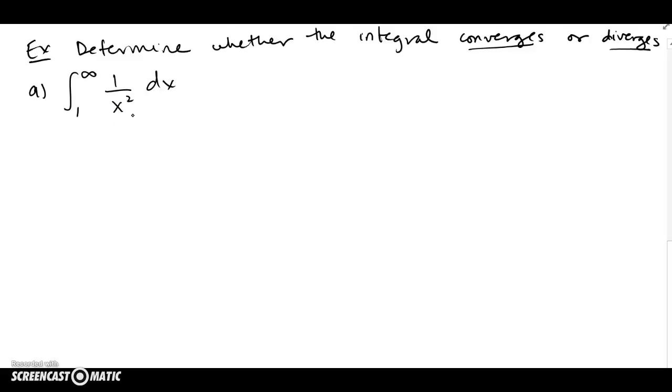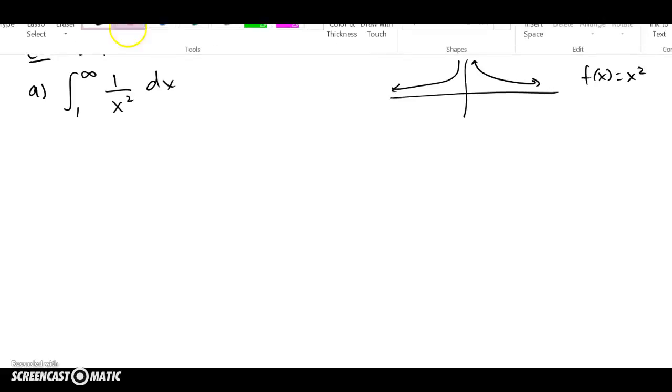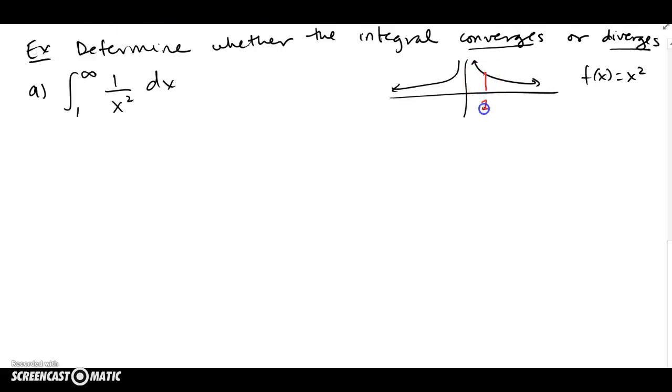So this is clearly a type 1. We haven't even looked at type 2 yet, but if you see an infinity or negative infinity in one of your limits of integration, it's going to be an improper integral. So if we quickly look at the graph, we know that the function f of x equals 1 over x squared looks something like this, and we're interested in the area from 1 all the way to the right going to infinity.